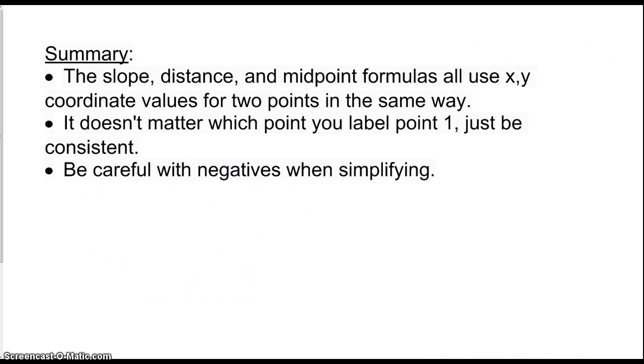All right, summary. The slope, distance, and midpoint formulas all use xy coordinate values for 2 points, and they use them in the same way. It doesn't matter which point you label point 1, just be consistent and be careful with negatives, but you should realize that the three formulas are doing very different things. The slope formula is finding the slant of the line, right? The distance formula is finding the distance between 2 points, and the midpoint formula is finding the xy coordinates of the midpoint of a line segment given the endpoint coordinates.